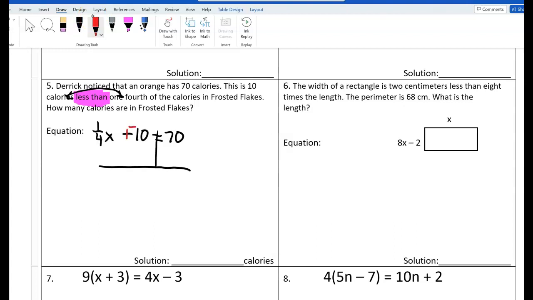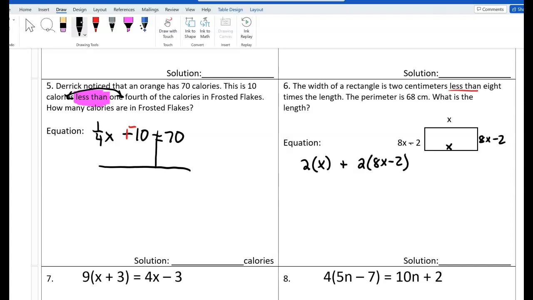Number 6, the width of a rectangle is 2 centimeters less than 8 times the length. That's why they have 8 times the length, 8x minus 2, right? Because again, of that less than phrase, they switch those two around. The perimeter is 68. What is the length? So to find the perimeter, remember, we need to add all the sides. So x, 8x minus 2. Notice there's 2 of these, right? So I say 2 times x plus 2 times 8x minus 2.